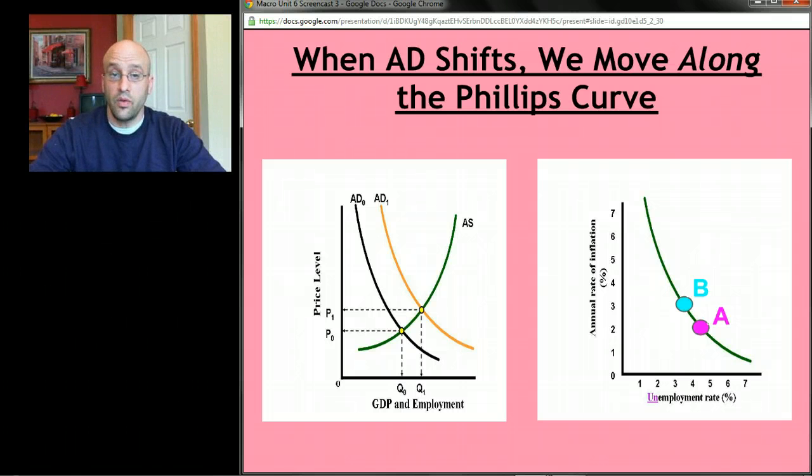So moving from the equilibrium in the graph on the left, from the first AD curve to the second, or AD0 to AD1, we would move along the Phillips curve from point A to point B. In the graph on the left, we have higher inflation, but lower unemployment. That's exactly what we're showing in the graph on the right.